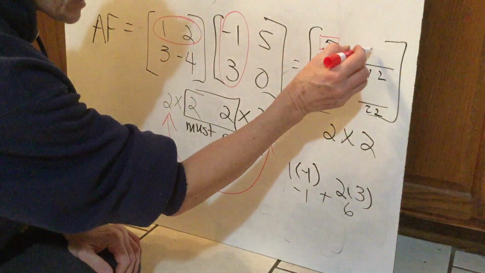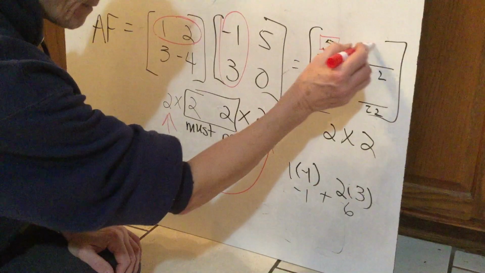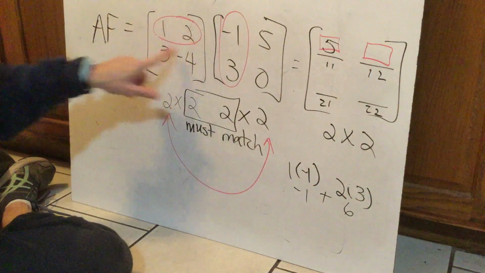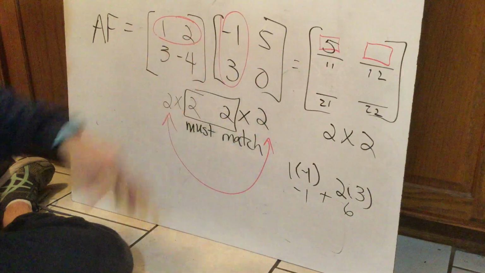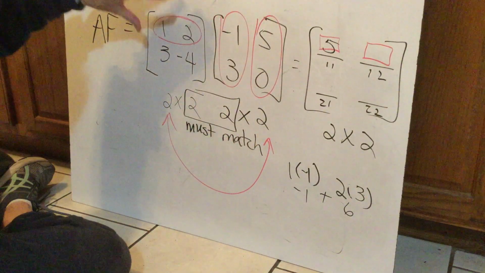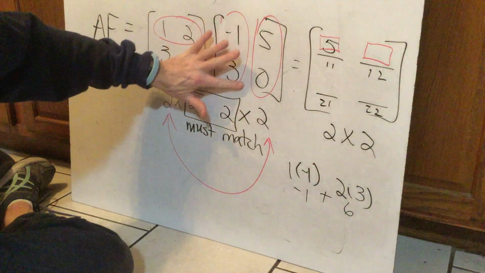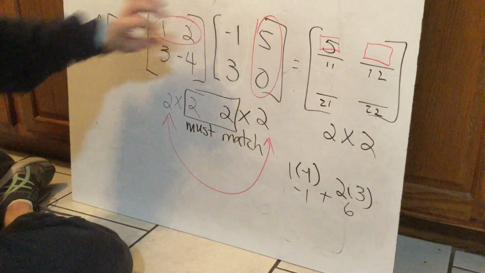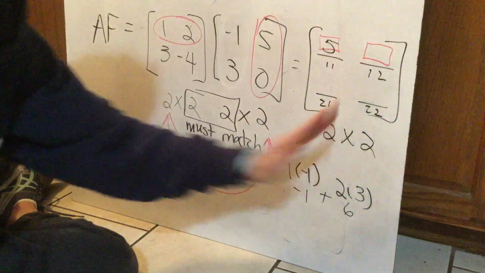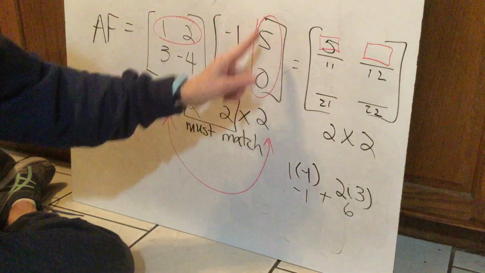So now we're going for this spot right here, okay? Now, what spot is that? That's in the first row, but now it's in the second column. So now I've got the first row and the second column. First row, second column.